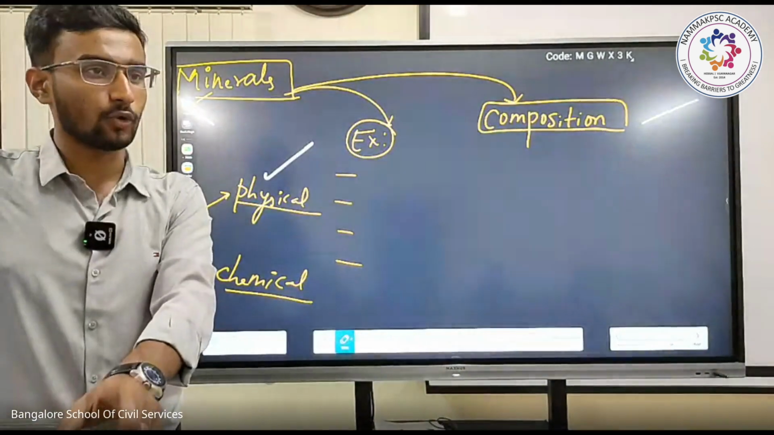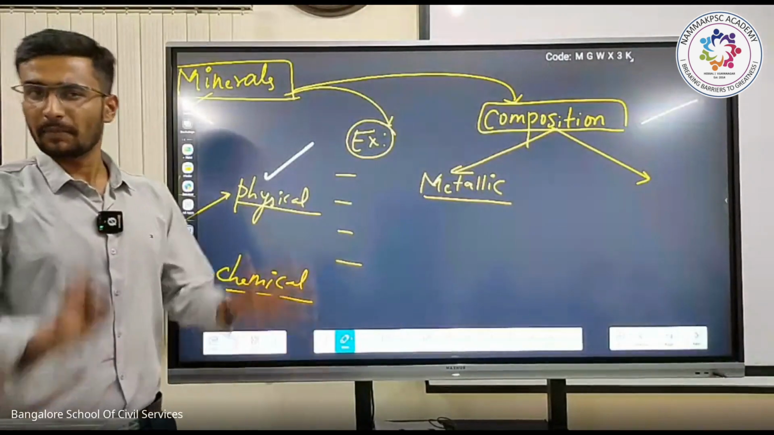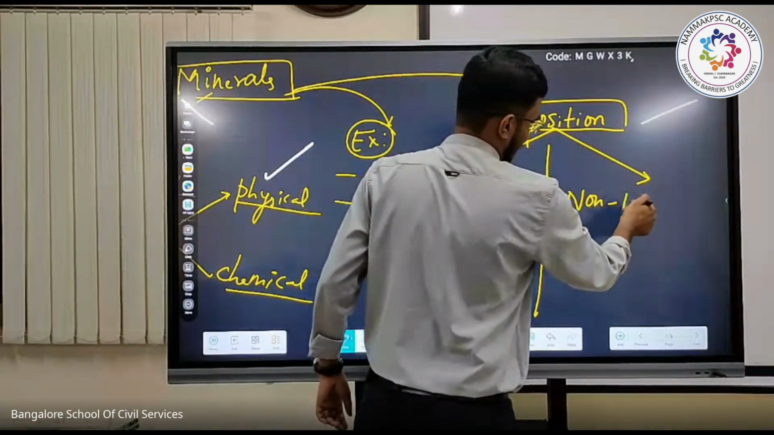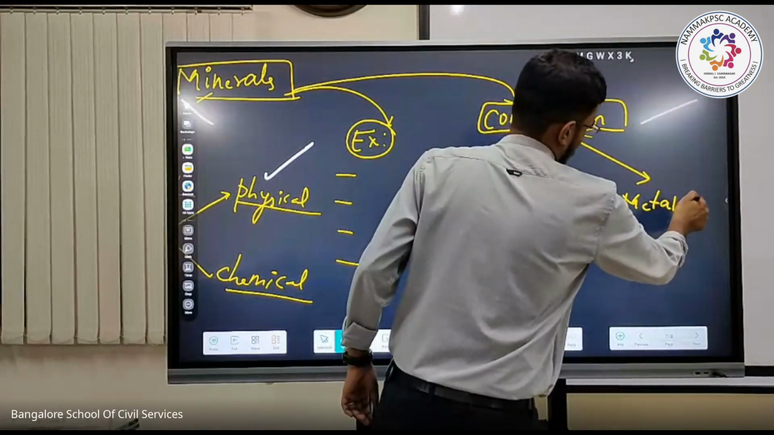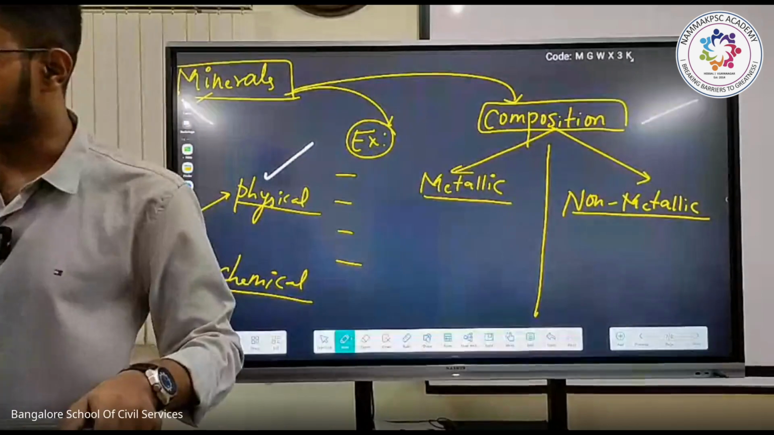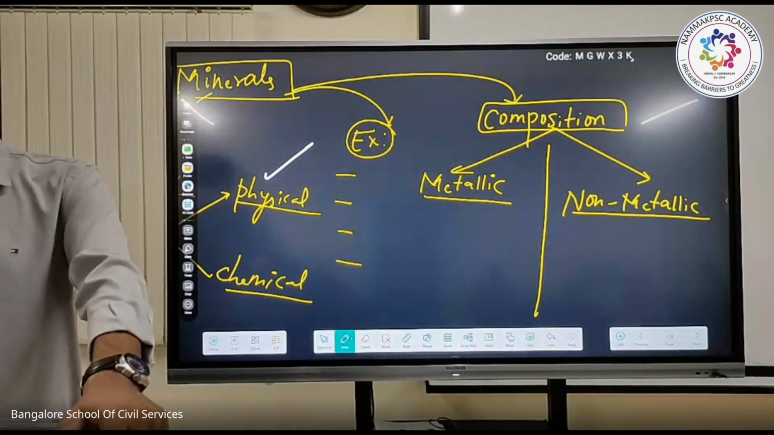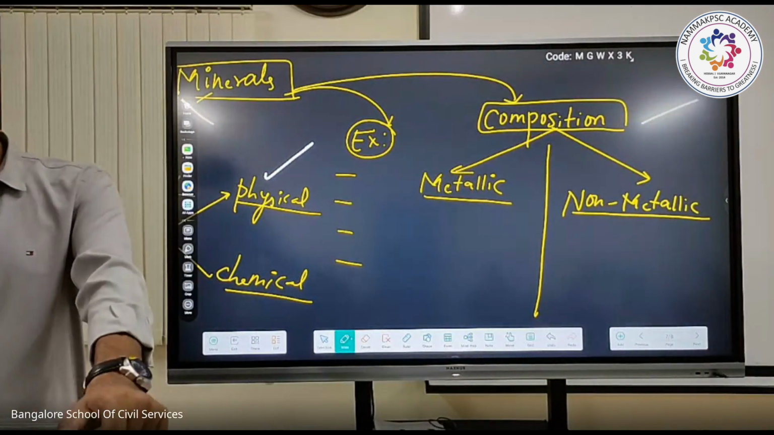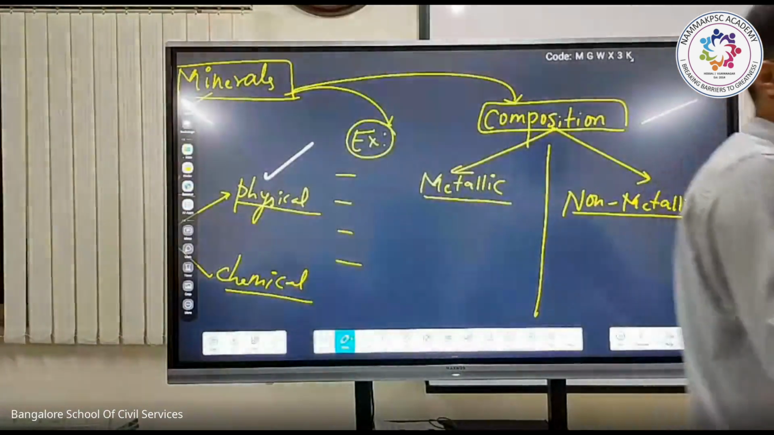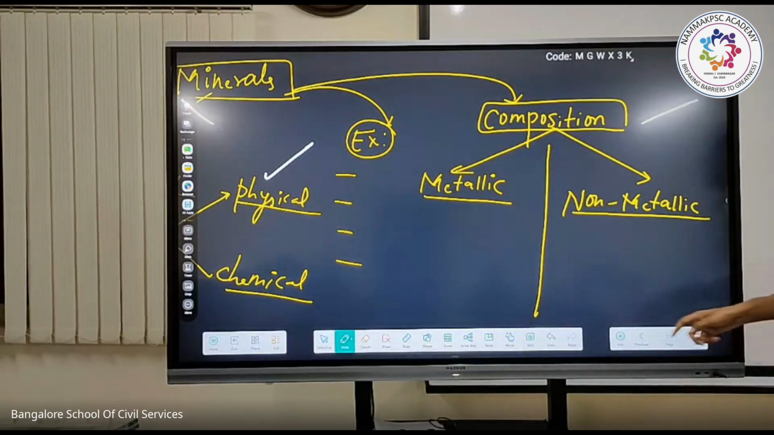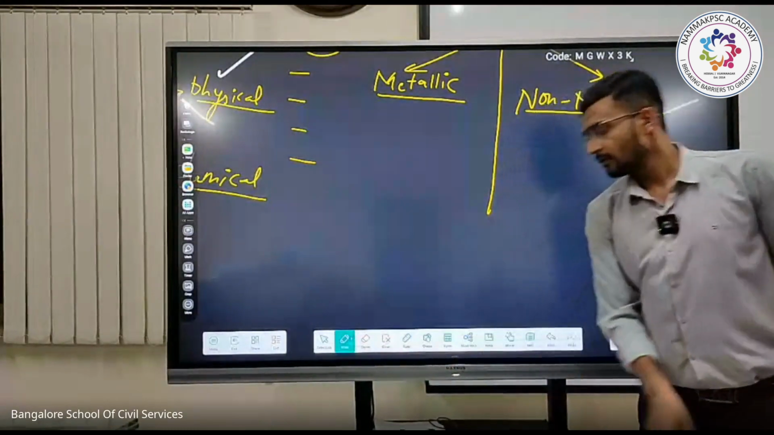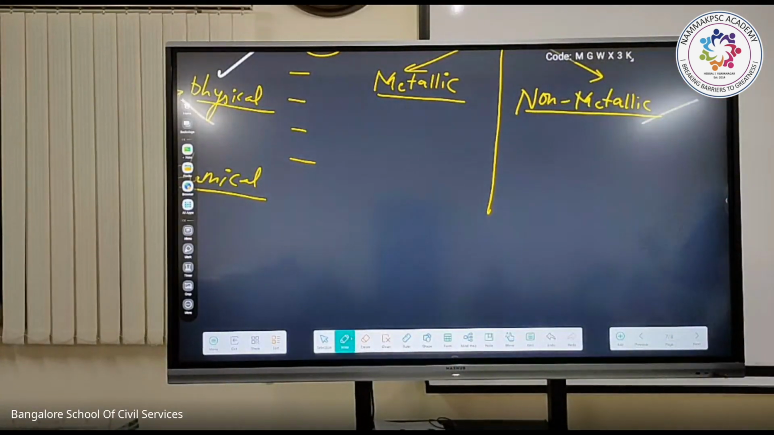It is majorly classified into metallic and non-metallic sources. Now again, for each we need the definition and examples. What is the definition of metallic?